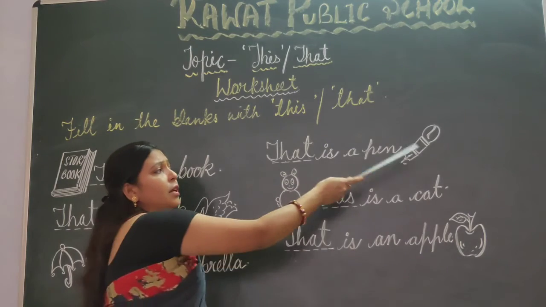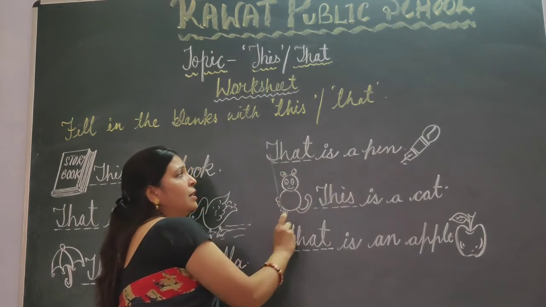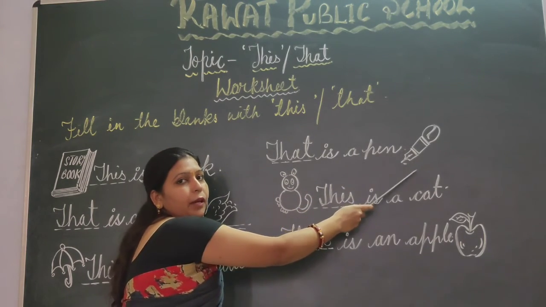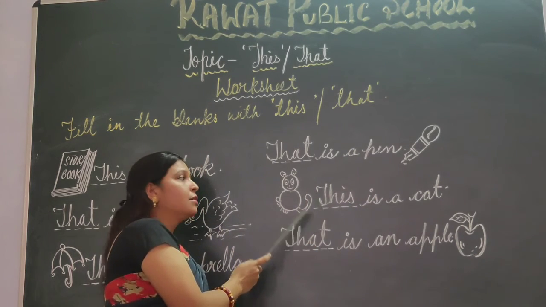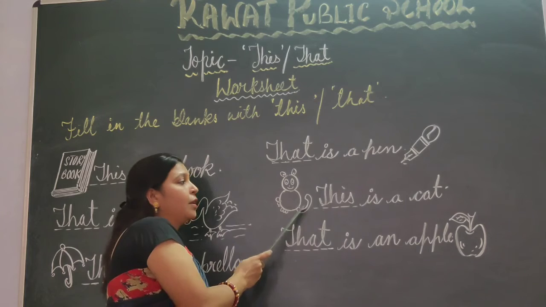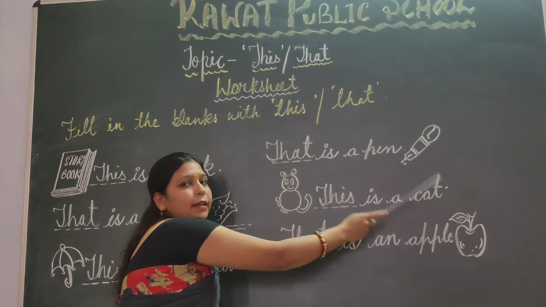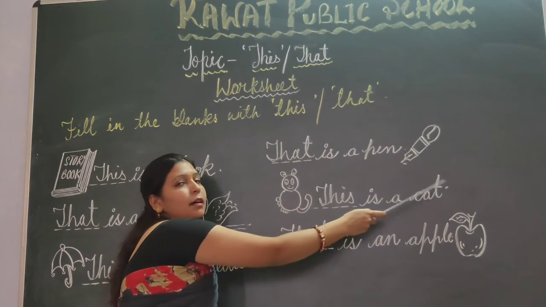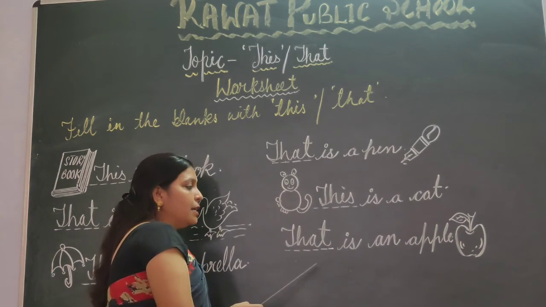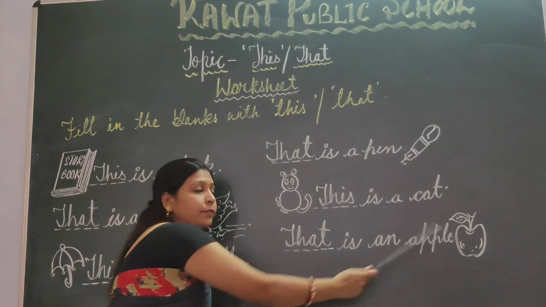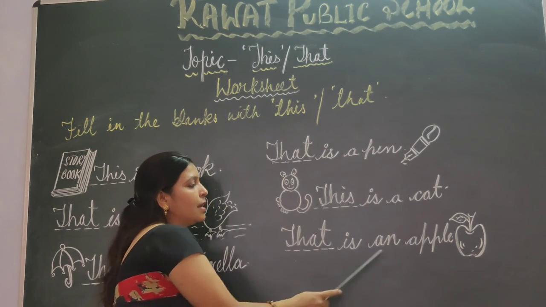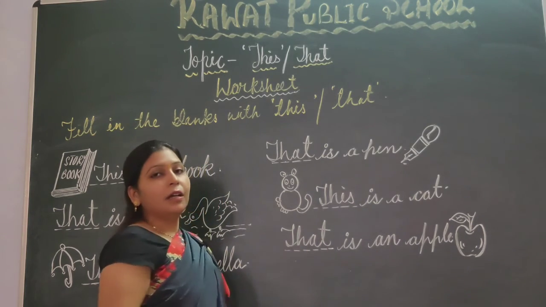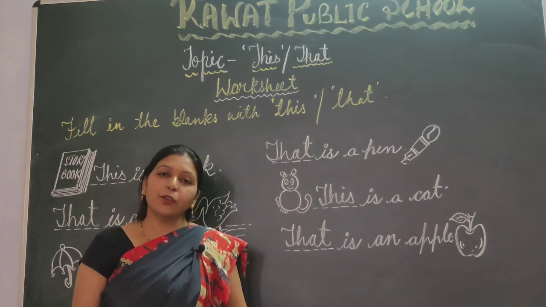Next, picture of a pen. That is a pen. Next, cat. This is a cat. Next, apple. That is an apple. Understood, students? Thank you so much.